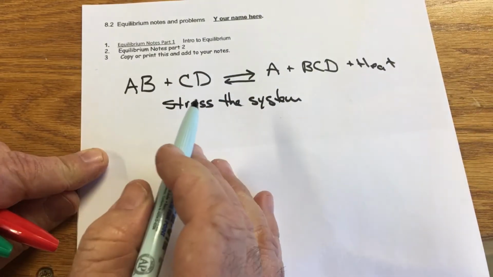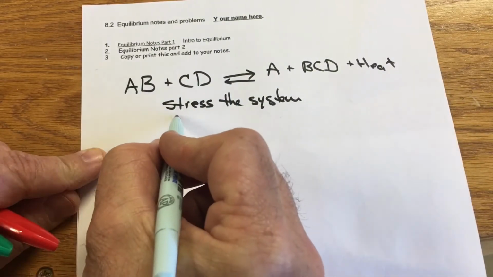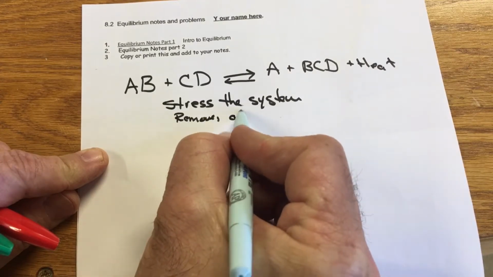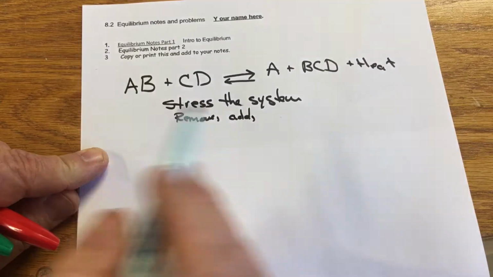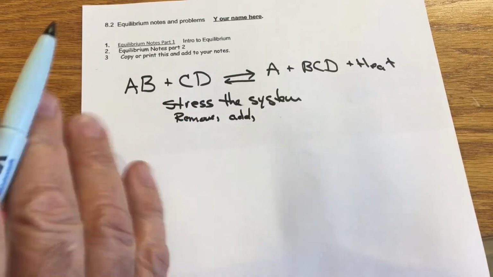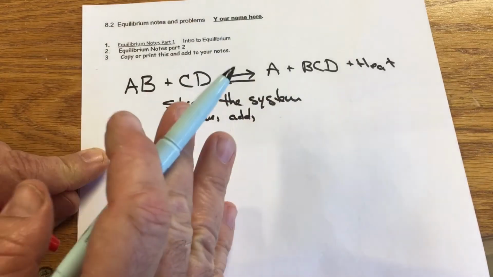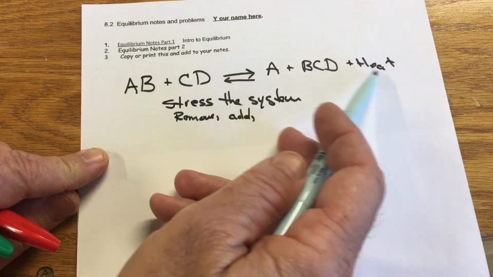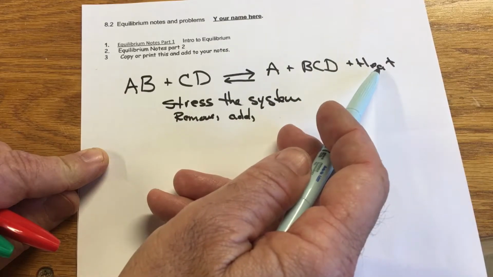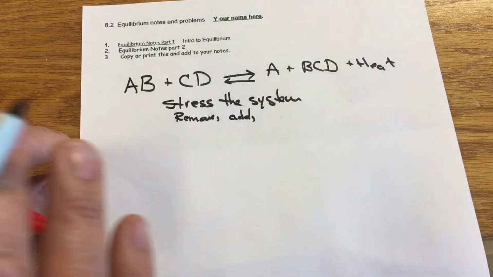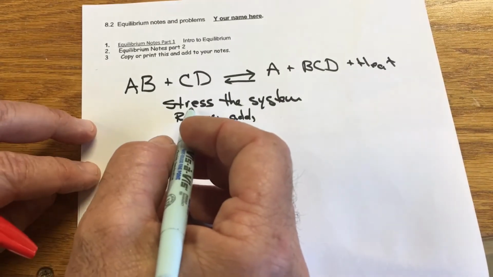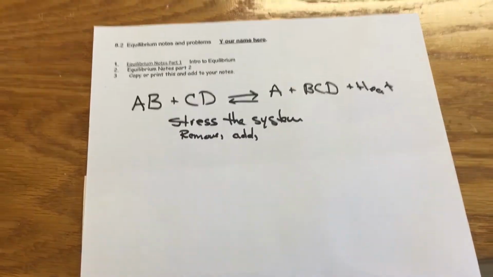So stressing the system, we can take away something, we can remove, we can add a chemical, and that will stress the system. We're not going to get into this year that you can change the pressure. We'll save that for next year if you take AP chemistry. And heat, keep in mind in this example here, heat is a product. It's also being made. Okay, I've got a little example here.